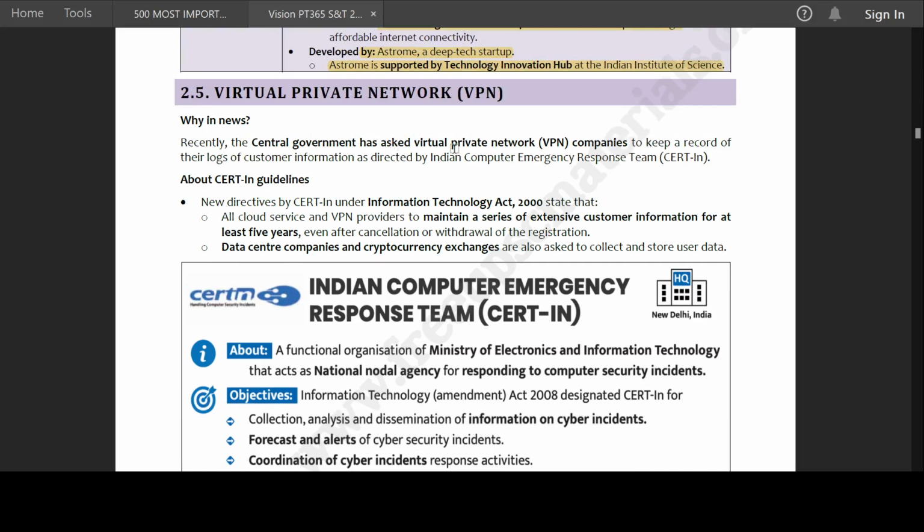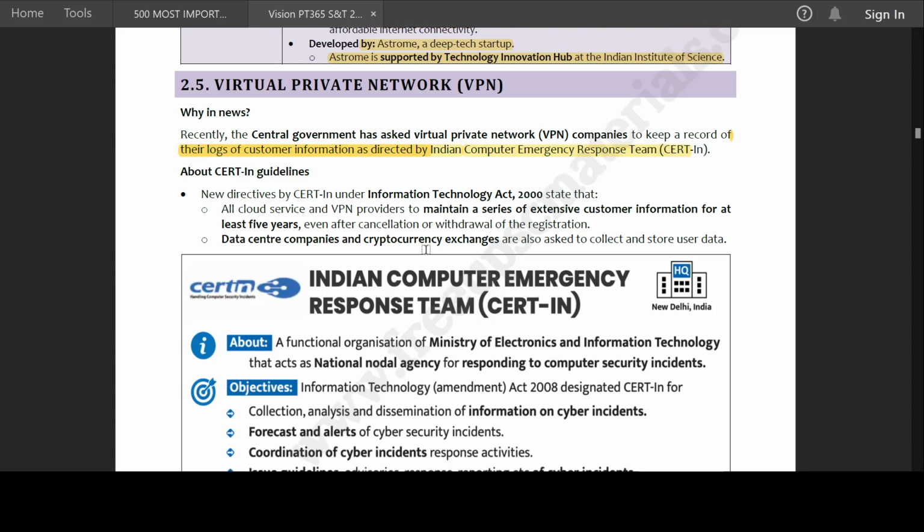Recently, the central government has asked virtual private network companies to keep a record of their logs of customer information as directed by the Indian Computer Emergency Response Team, CERT-IN. Okay. Indian Computer Emergency Response Team. About CERT-IN guidelines.